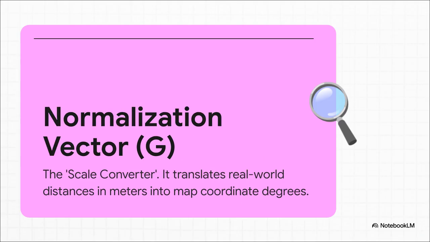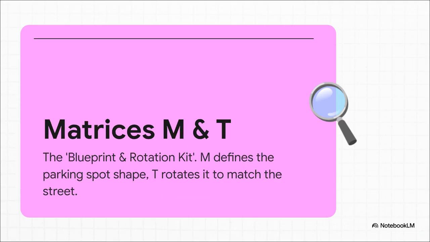Okay, next up, there's another problem. Let's say your parking spot is 2.5 meters wide in the real world, but your map doesn't think in meters. It thinks in degrees of latitude and longitude. So you need to translate that. That's what this normalization vector G does. Just think of it like a scale converter. It makes sure your 2.5 meters is drawn to the right size on the map. And finally, the algorithm pulls it all together using these two tools called matrices. It's like a toolkit. Matrix M is the basic blueprint for a standard rectangle, and Matrix T is the tool that takes that blueprint and spins it around so it perfectly matches the street's angle, our good friend, theta.